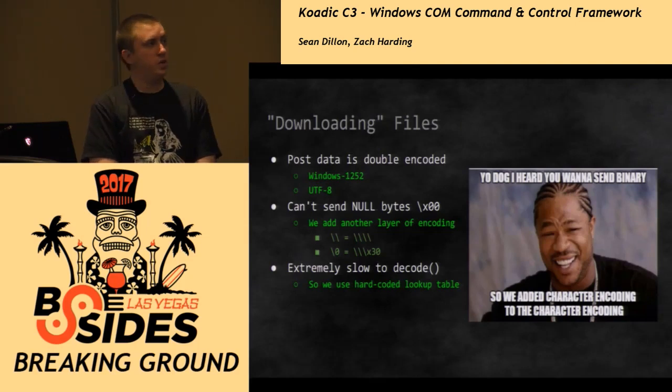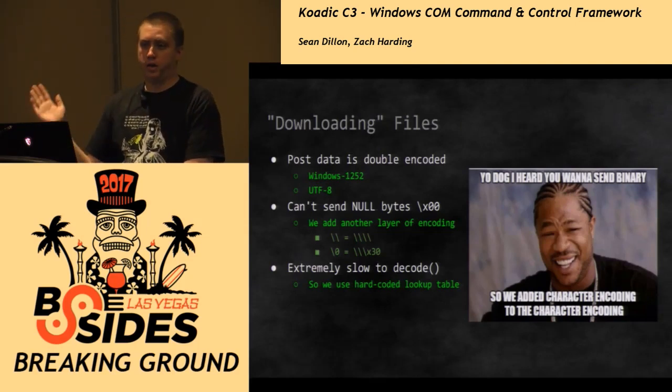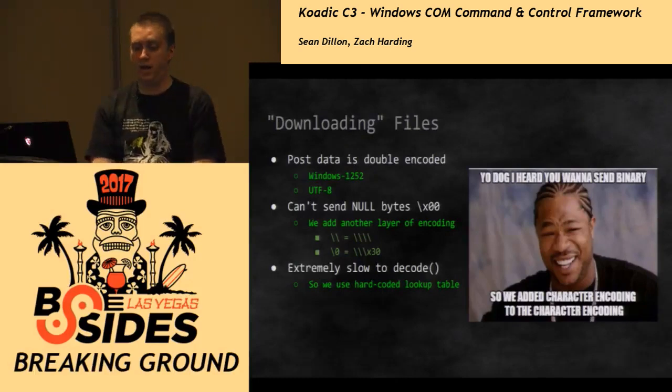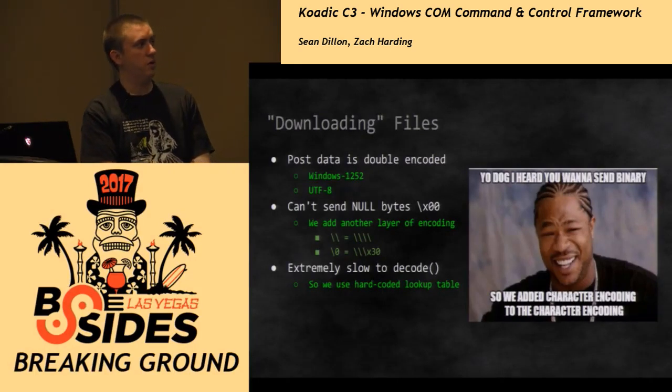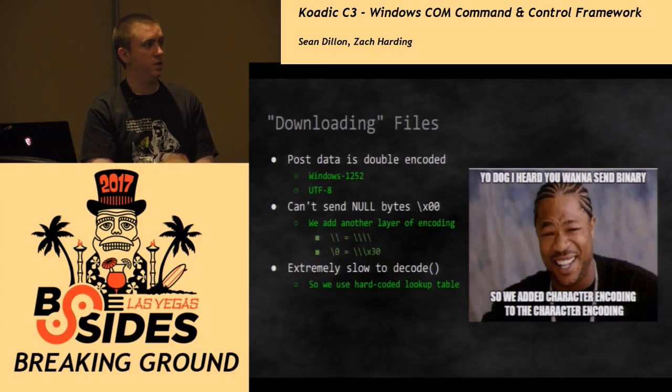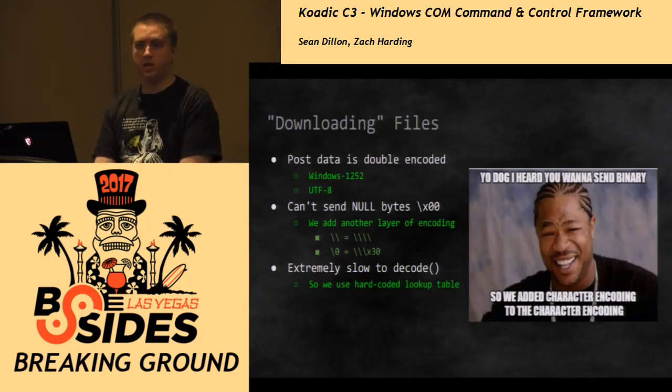Another problem with sending post data is that as soon as you send a null byte, it cuts off the HTTP request right there. So we just added another layer of encoding where we encoded backslashes twice, and then we added \x30 for all null bytes. So we have to do three layers of decoding. It's really slow, especially if you use something like Python's decode. So we added a hard-coded lookup table, and we were able to reduce the decode time by about 10 times. So it would take about a second per megabyte now, whereas before it would take 10 seconds per megabyte.